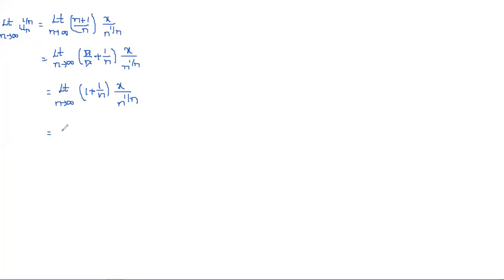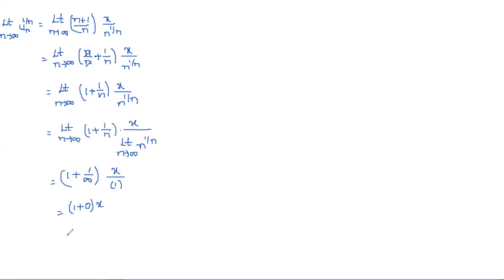So simply what we can write, this is nothing but limit n tends to infinity, 1 plus 1 by n, and x is a constant, we can write as this by limit n tends to infinity, n power 1 by n. That limit is applicable for the whole term. And now 1 plus 1 by infinity into x, this is already we said this value is equal to 1. So here it is 1 plus anything by infinity is 0 and x by 1 is nothing but x. So what did we get? x we got it.